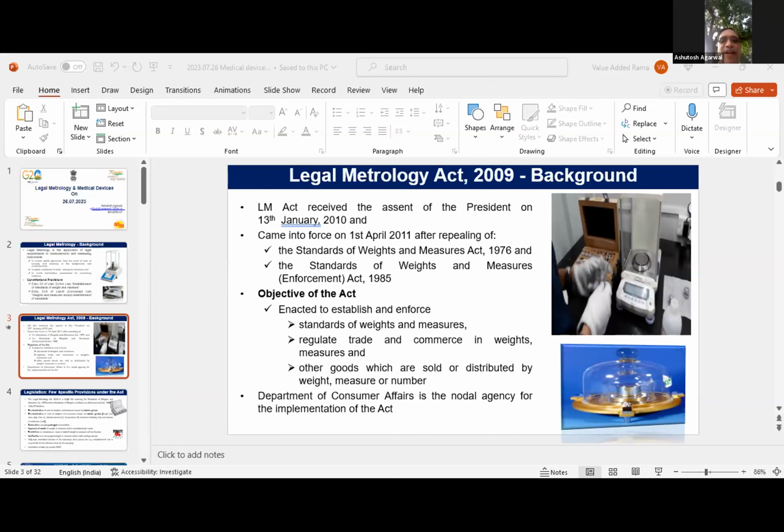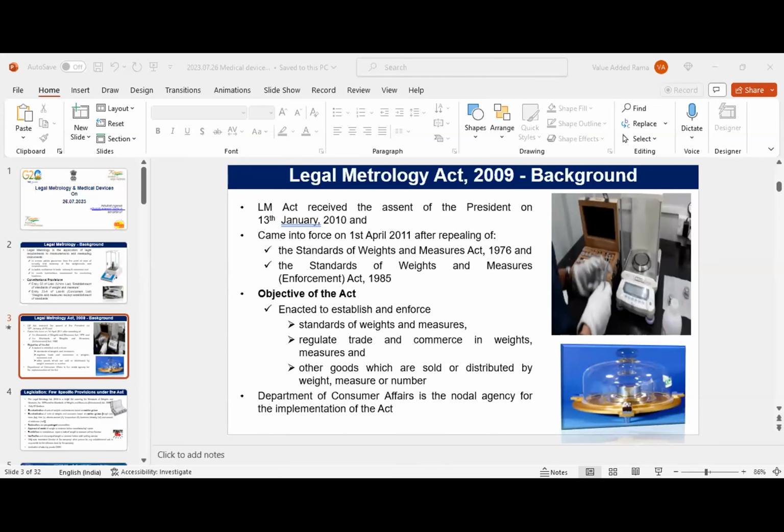We regulate trade and commerce in weights, measures, and other goods which are sold or distributed by weight, measure, or number. For example, whatever the quantity being delivered or the transaction taking place in the country, it is as per the Legal Metrology Act. It is either in the standards of weights, measures, or number. The Department of Consumer Affairs looks after these standards in the country.